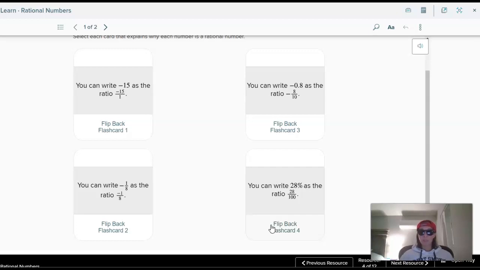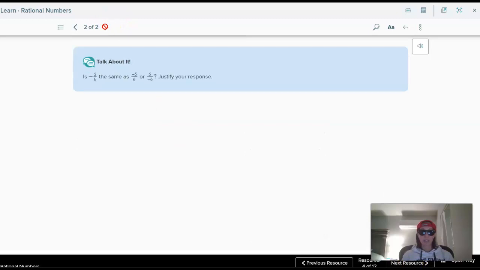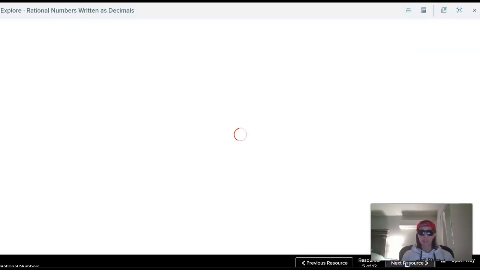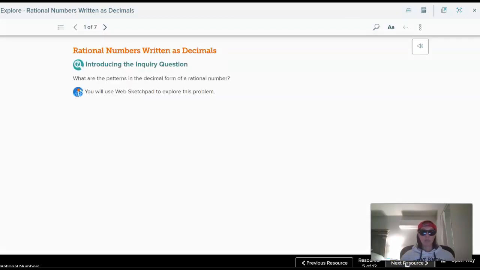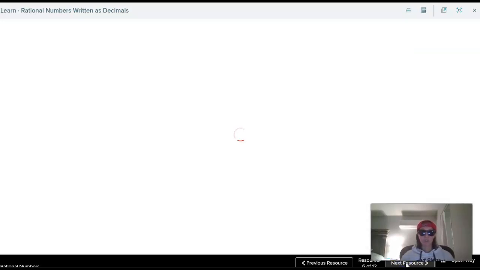Almost all the numbers that we deal with on a regular basis are, in fact, rational numbers. Integers are rational numbers. Fractions, as long as the top and bottom are both integers, are rational numbers. Decimals are rational numbers as long as they repeat or end. We're going to spend some time in this section looking at the different forms of rational numbers. So we're going to look at rational numbers written as decimals first.